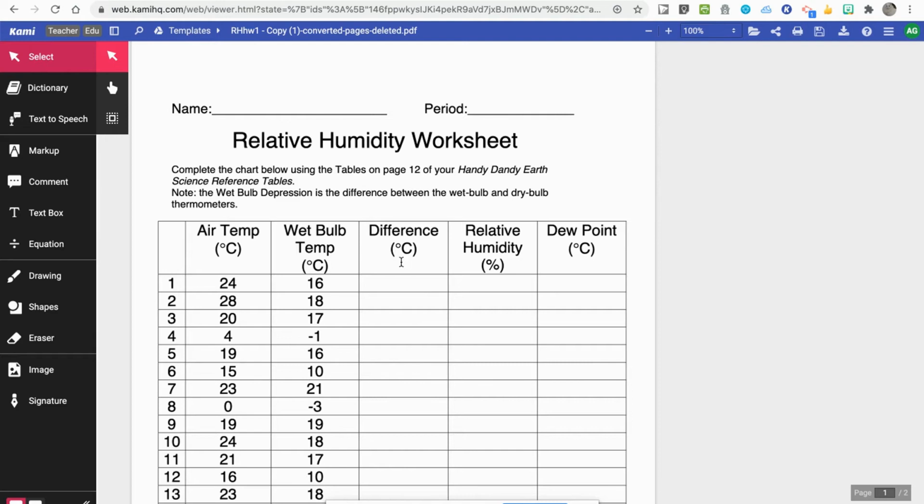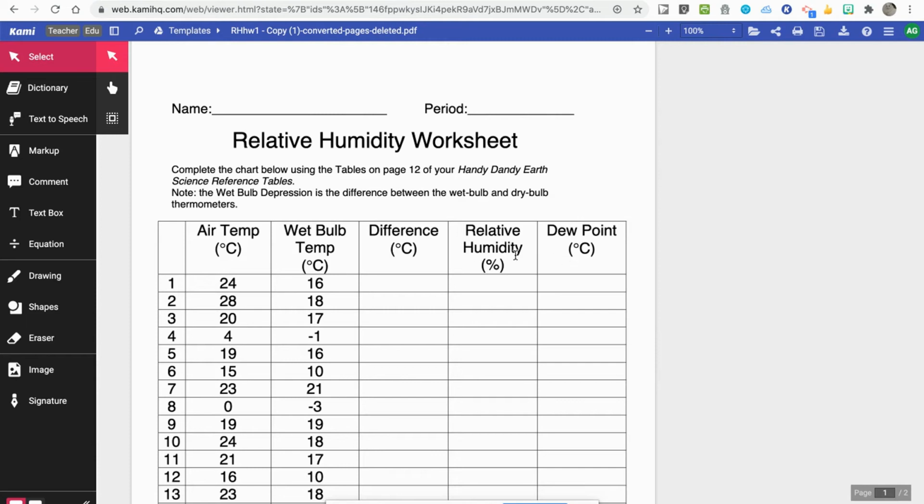And in that case, I said you're going to be looking at the difference. So basically, you're going to be looking at the difference between your air temperature and then your wet bulb temperature. And then difference just means that you're going to be subtracting. Then you're going to be filling in the relative humidity, the percent of that. And then your dew point is also going to be in degrees Celsius.